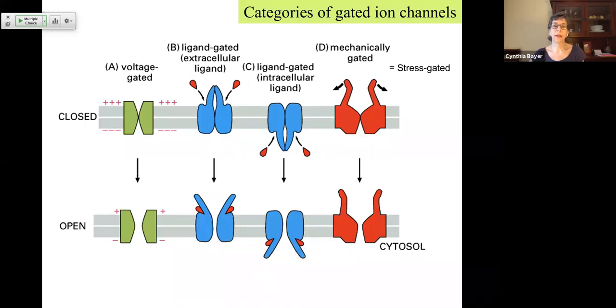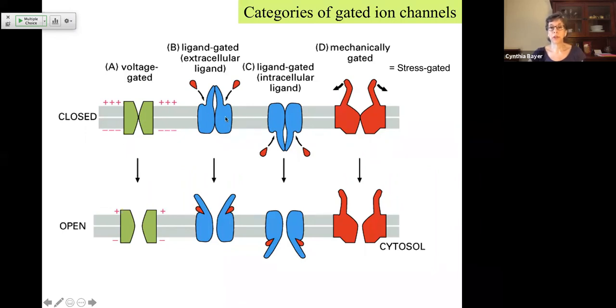When the membrane is polarized, this voltage-gated ion channel is closed. When something changes the membrane potential, the voltage of the membrane, such that the membrane becomes less polarized, or depolarized, that causes a change in the conformation of the ion channel such that it's open. So this type of ion channel we call voltage gated. Its closed or open state depends upon the membrane potential, or the voltage of the membrane. And we'll look at these voltage-gated channels today.